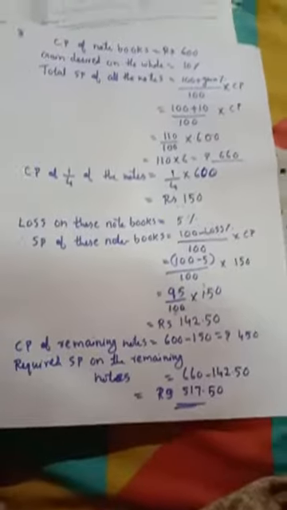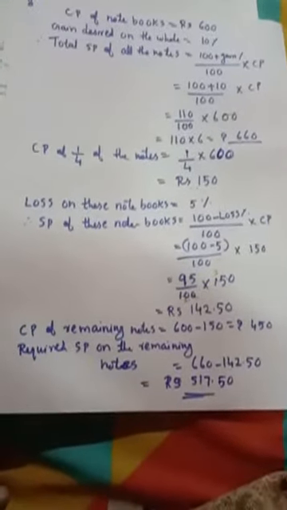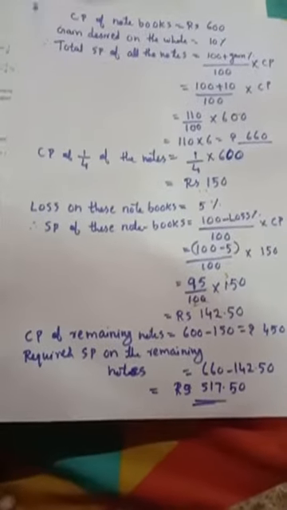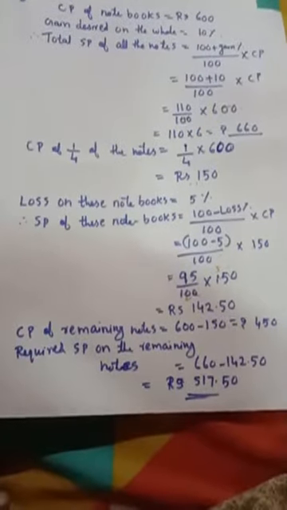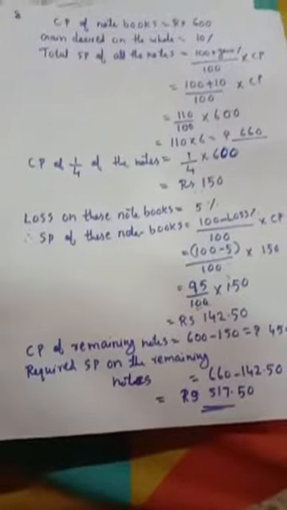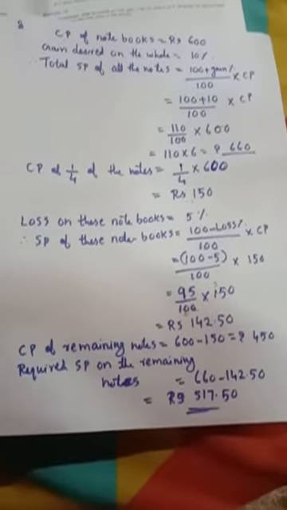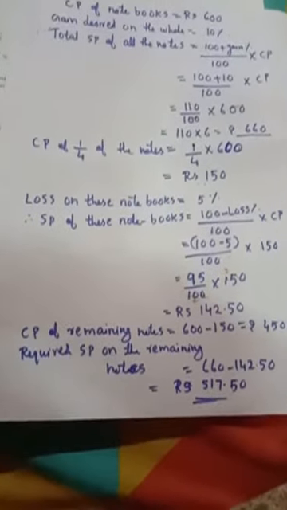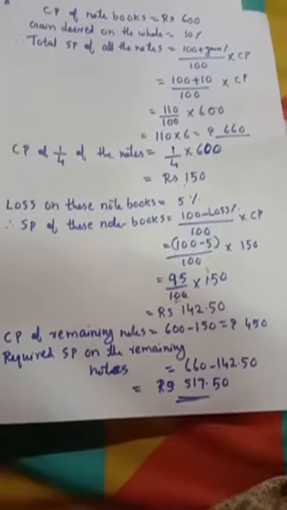Now the CP of the remaining notes. How to find? We want to find how much we should increase the remaining price in order to get a 10% profit. So CP of the remaining notes is equal to total CP minus CP of 1/4 of the notes, that is 600 minus 150, rupees 450.